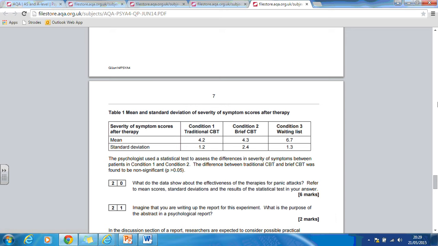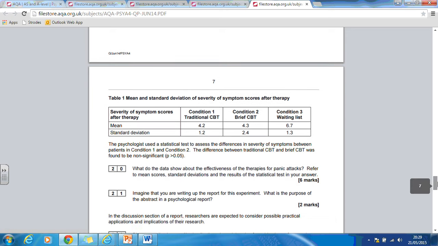Right, for this one, you basically need to compare it. You need to start out broadly and then work your way in. They're saying that there was no significant difference between conditions 1 and 2, just between them. So it's just saying one is not more effective than the other, but they're equally effective. In general broad terms, you need to say condition 1 is effective and so is condition 2, and then you need to talk about the standard deviation.